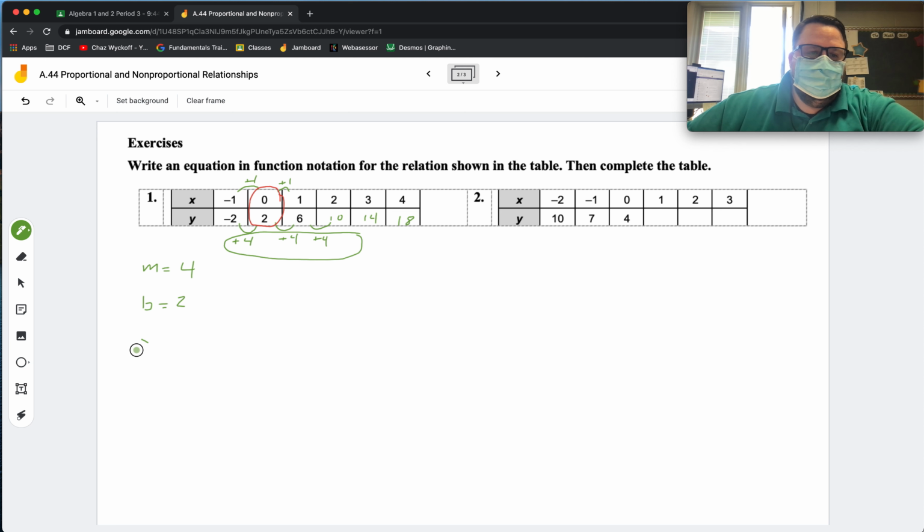So I can write f of x, which is just another way of saying y. F of x equals m times x plus b, which is plus 2. And that's my answer.